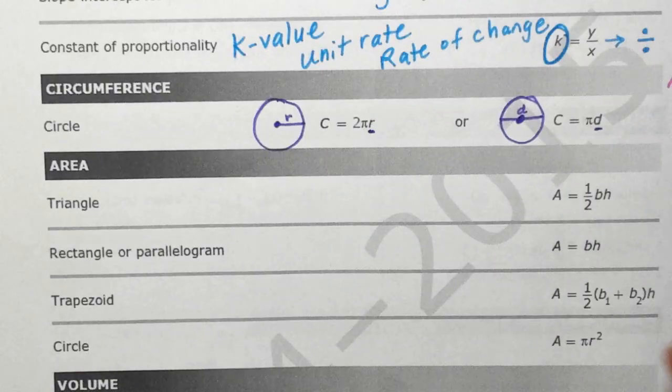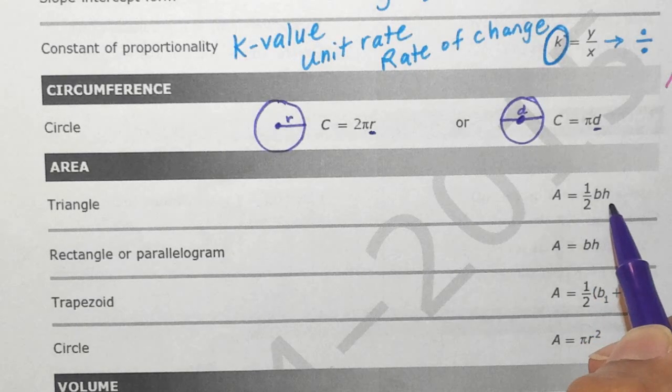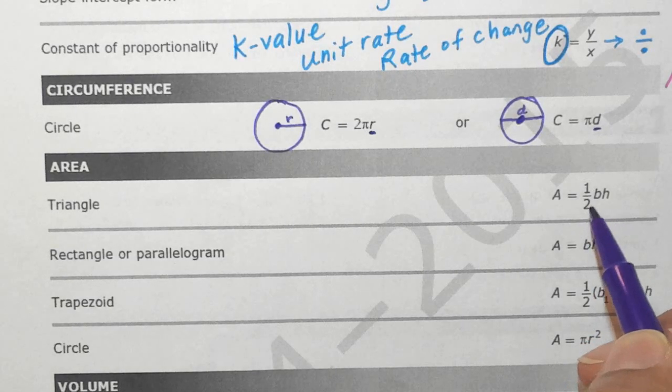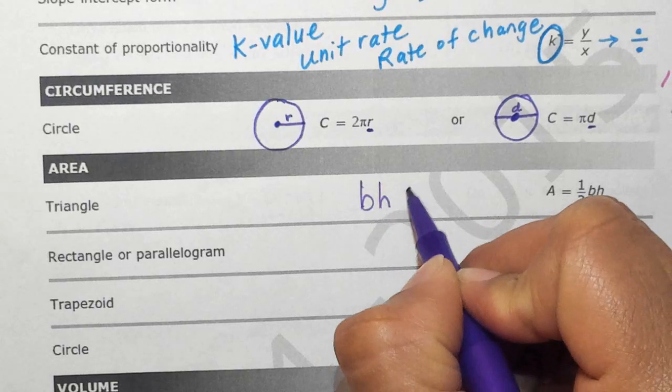What else do we see? Okay, this, half of base times height. To find half of something, guess what? You can also do base times height divided by 2.